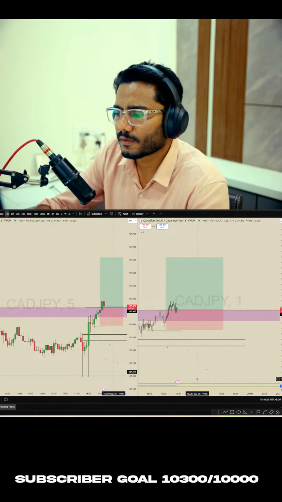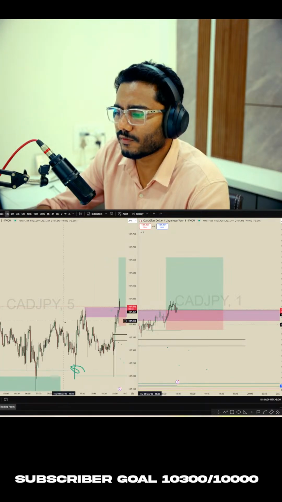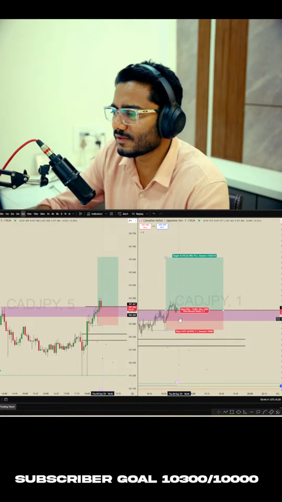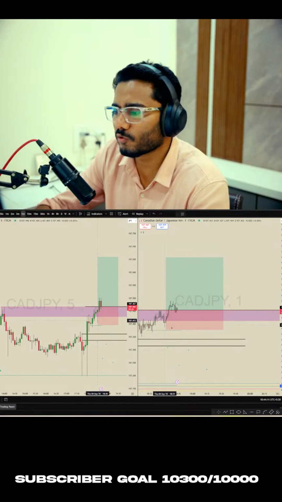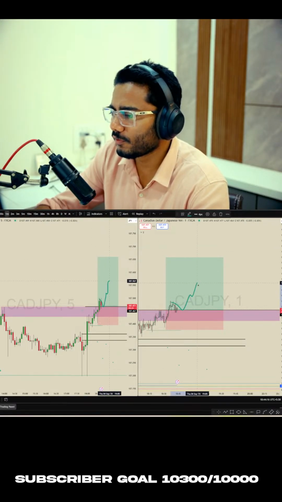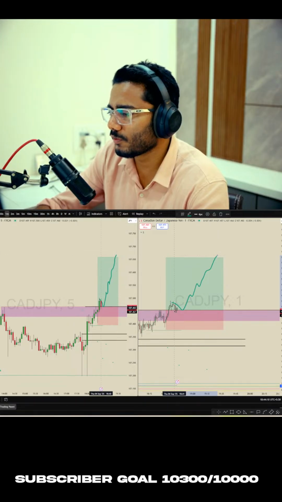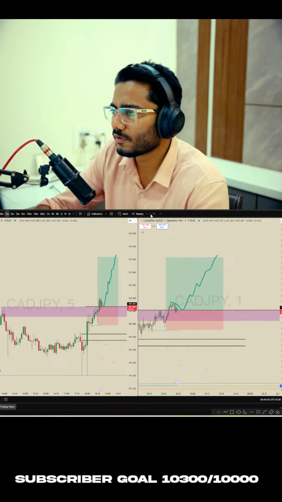Okay, but it doesn't have that momentum like USD. It will go very slowly. It will go to the upside, but it will go very slowly. It's not like gold, where in one candle it will hit the take profit.